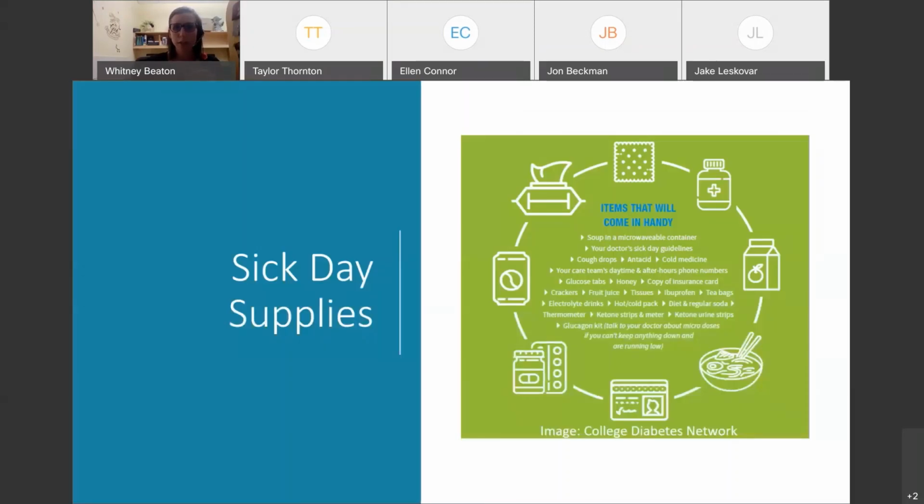We've talked a little bit about sick day supplies. So something that has carbs, things that are easy on the stomach, so crackers, broths, things that will keep well in a dorm room are nice to have around.